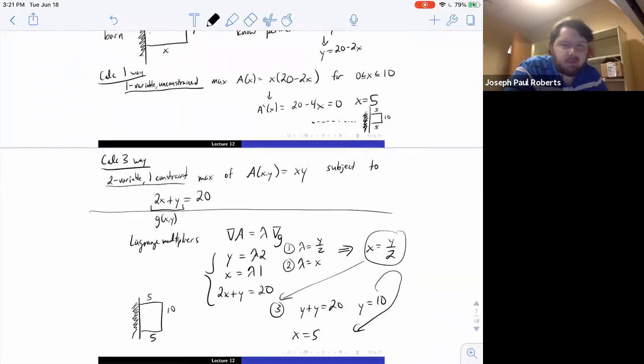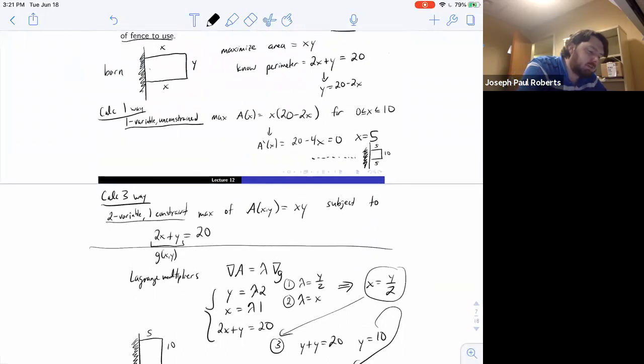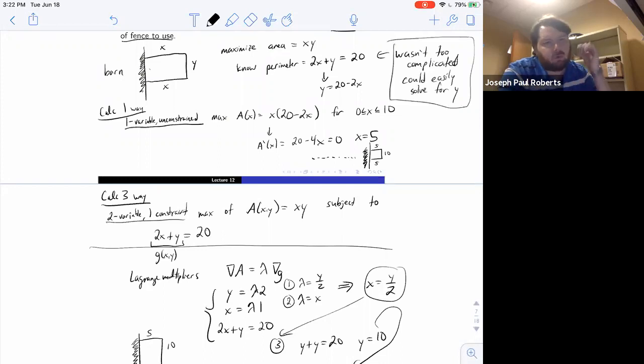And so, honestly, Lagrange multipliers is more flexible. Essentially, the reason it worked out nicely enough for the Calc 1 method was that this wasn't so complicated. You could easily solve for y. We've talked several times in this course about how sometimes things are impossible to solve algebraically. So there could be equations that are just too darn complicated to solve for y in terms of x. And so that would be a situation where you'd be forced to do it the Calc 3 way.